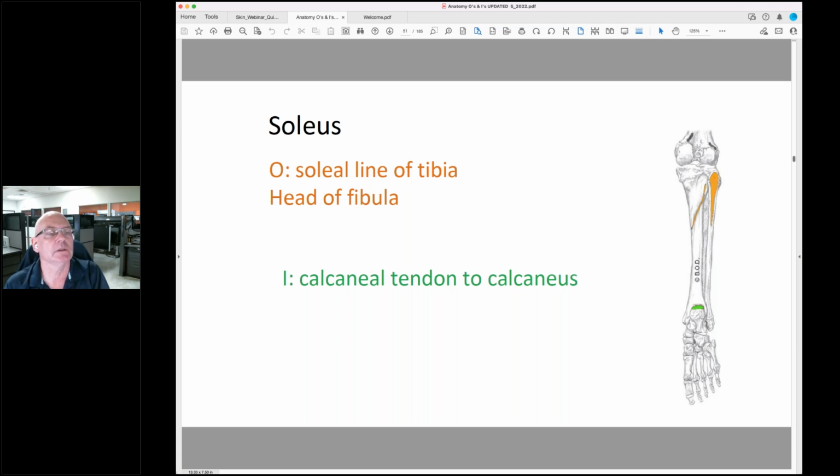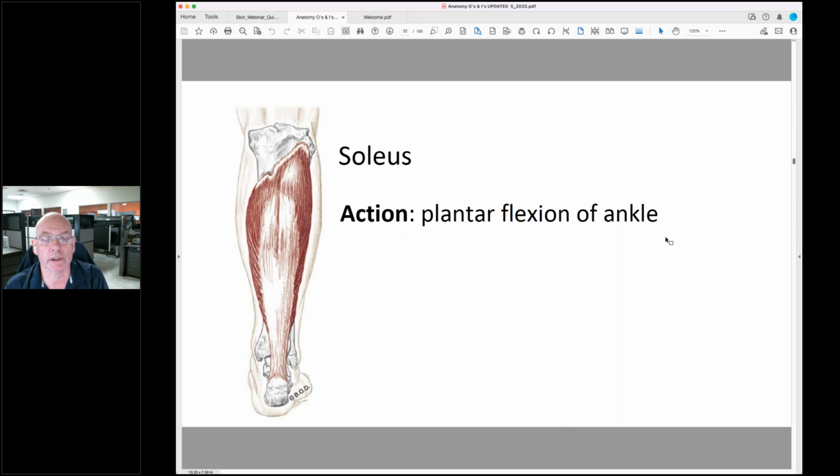The action of soleus is just plantar flexion of the ankle. Notice it is not the flexion of the knee, and hopefully that's obvious why it's not, because it does not come up like gastrocnemius and come up to the femur to help flex that knee. Okay, it's just on the tibia and fibula coming down the heel tendon.